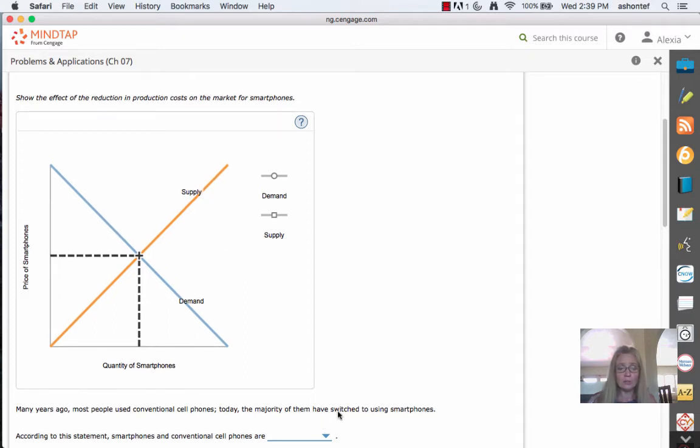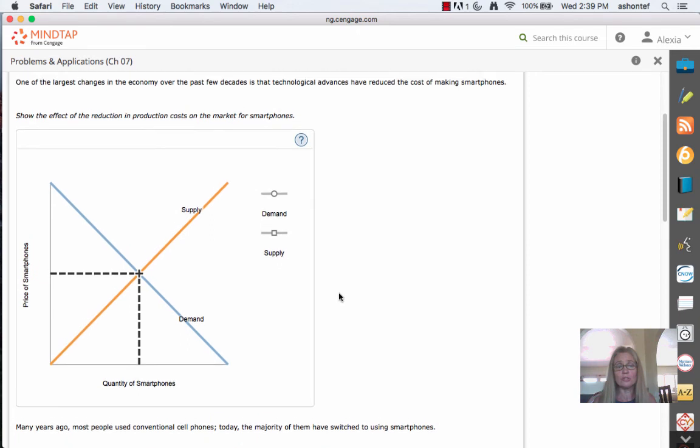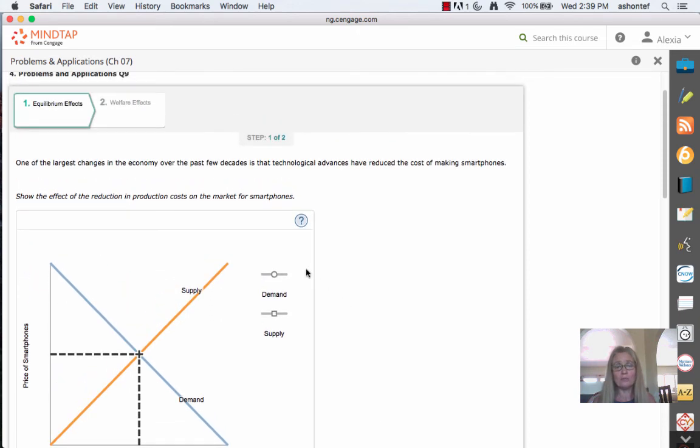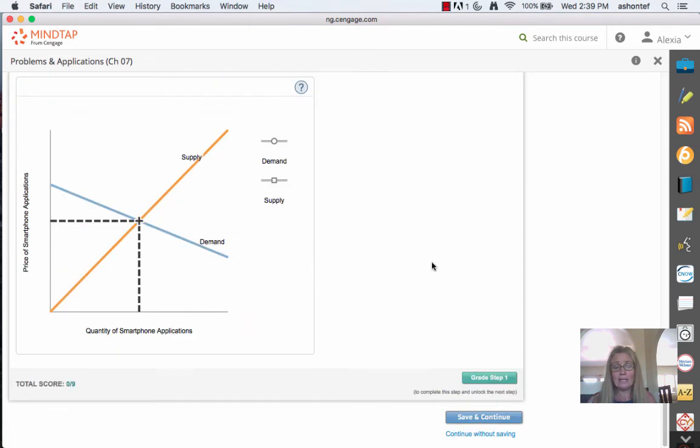You're going to read the question, determine what's going to shift here, and then how that will then impact the consumer and producer surpluses. So again, the only thing I'm going to caution you on is to make sure that you go to that second section. And I think that's it for this particular homework.